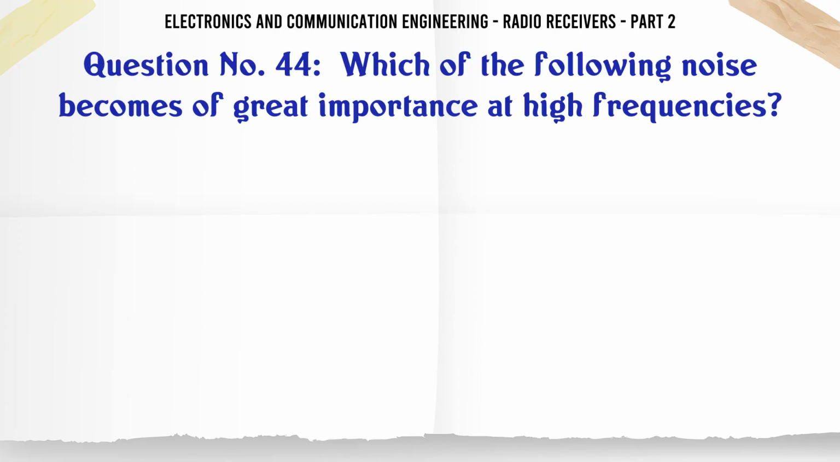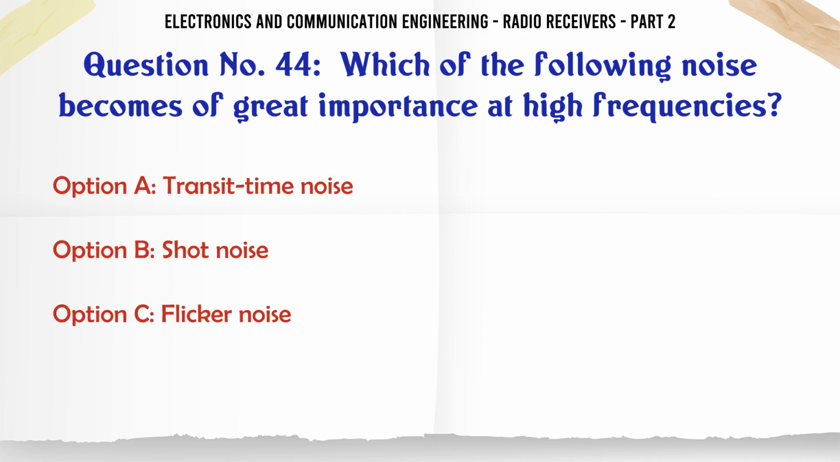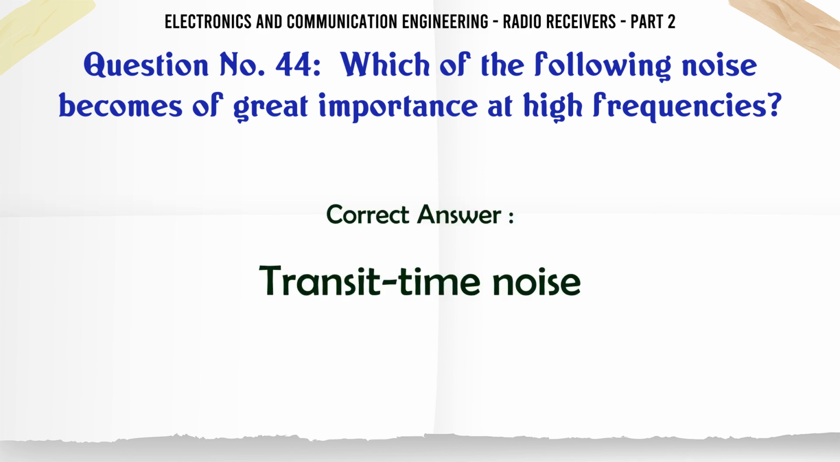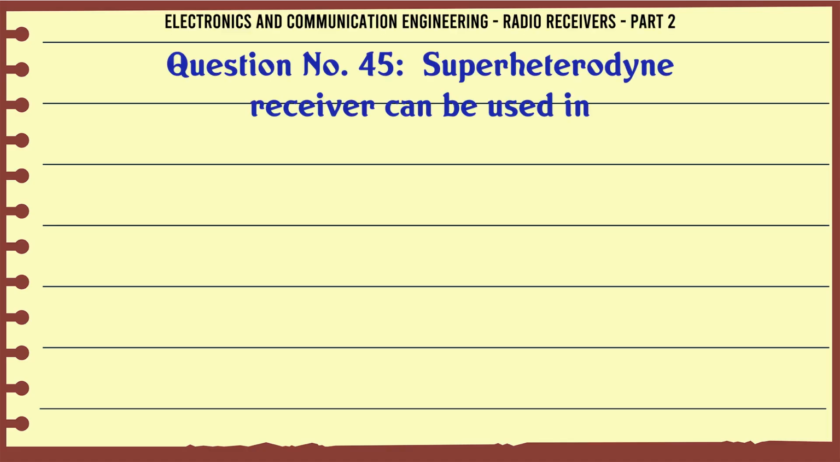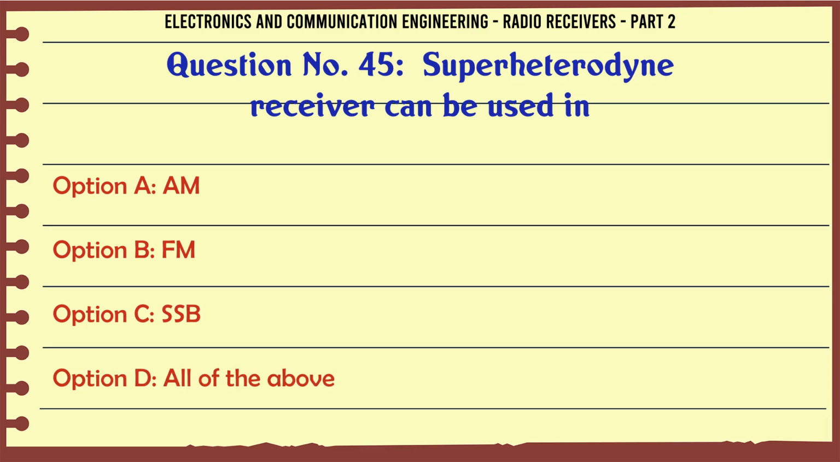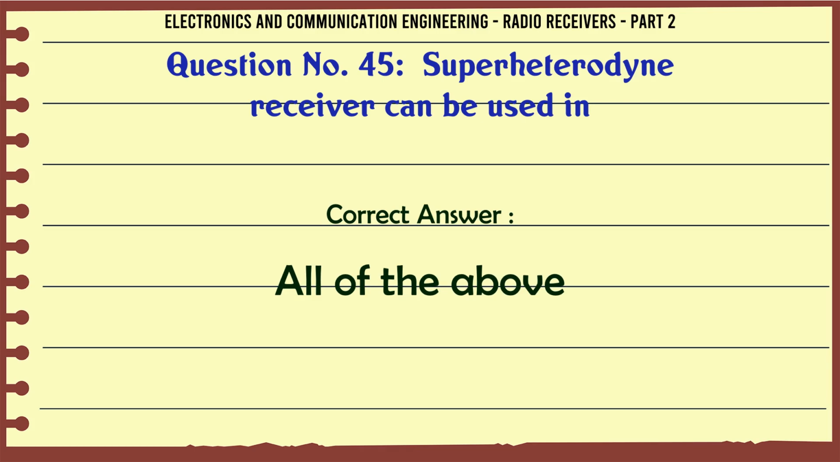Which of the following noise becomes of great importance at high frequencies? A. Transit time noise, B. Shot noise, C. Flicker noise, D. Agitation noise. The correct answer is transit time noise. Superheterodyne receiver can be used in A. AM, B. FM, C. SSB, D. All of the above. The correct answer is all of the above.